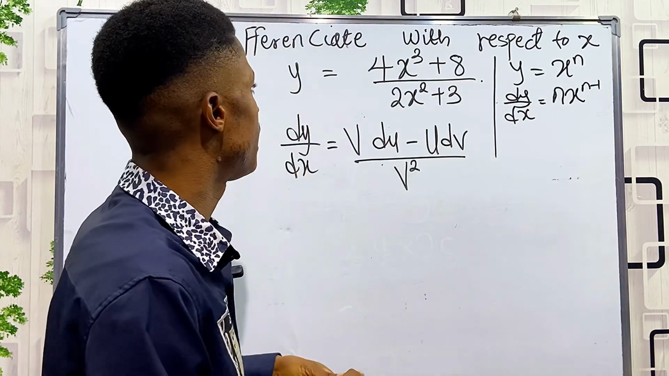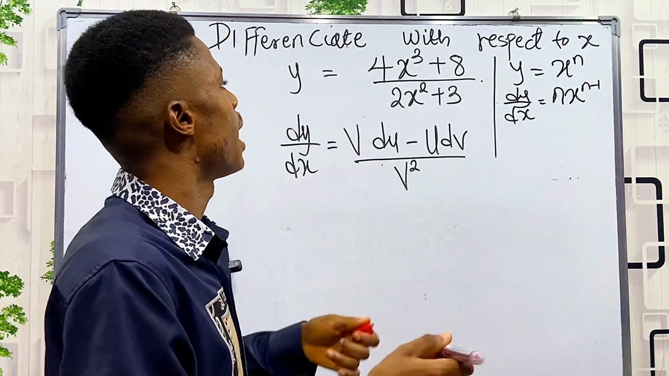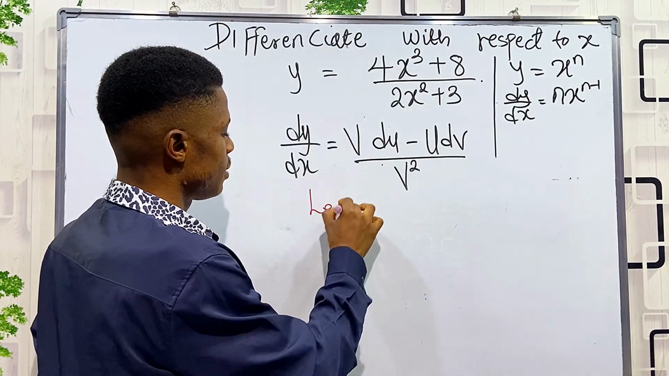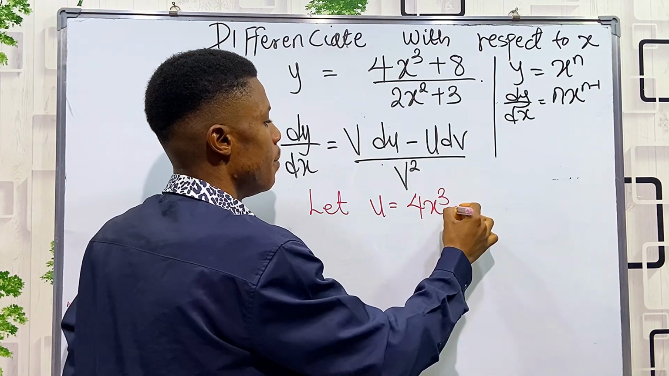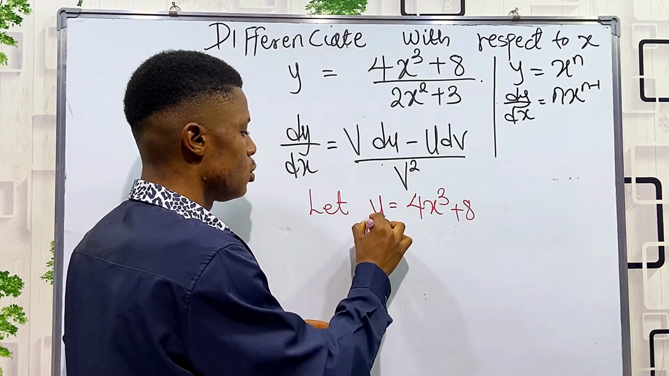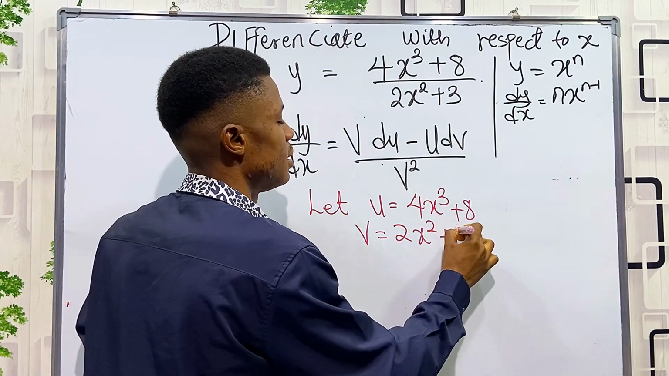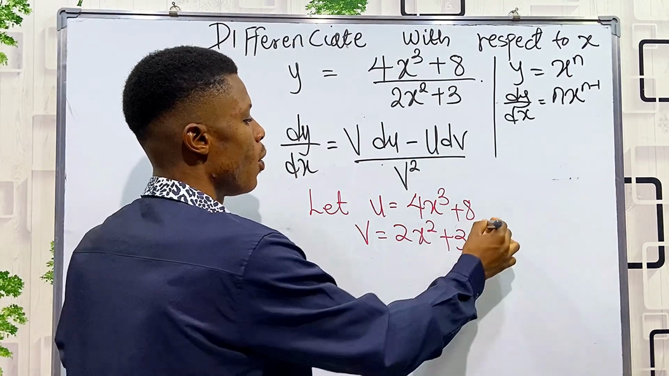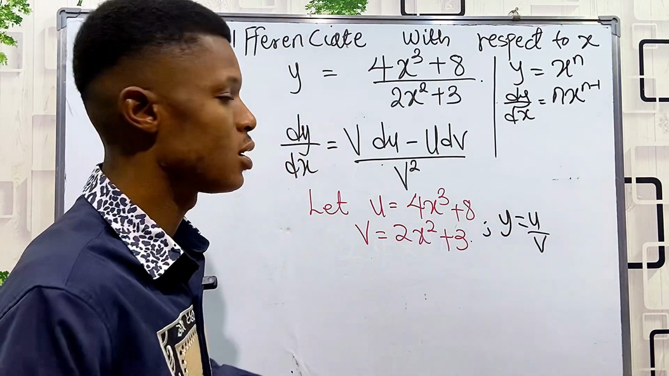So to do that, you can see that we assign the number at the top, the numerator, to be the u. So we can say let u be equal to 4x cubed plus 8. And we now define our v to be equal to 2x squared plus 3. Now you can see that we can rewrite our y to be equal to u over v. So this is just the function.